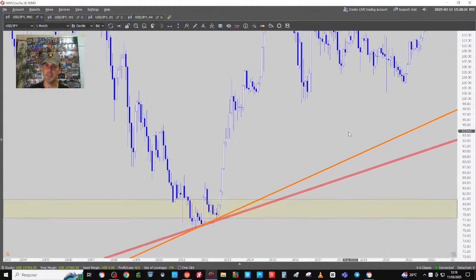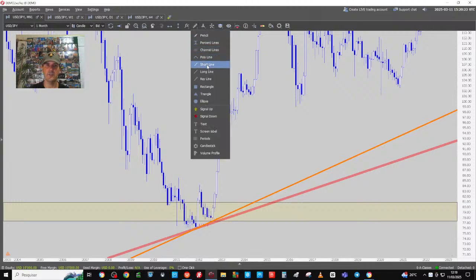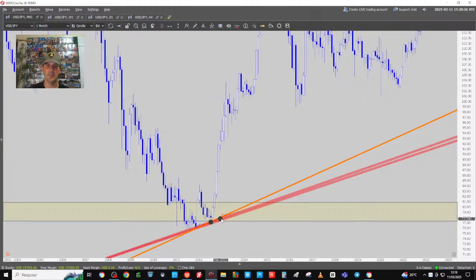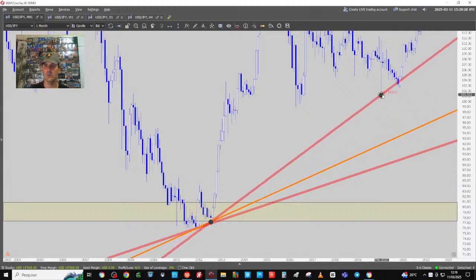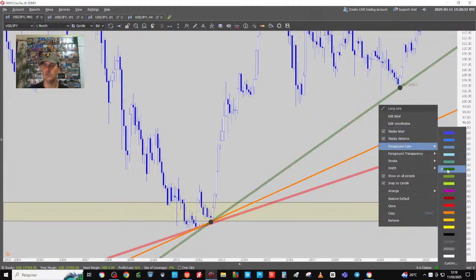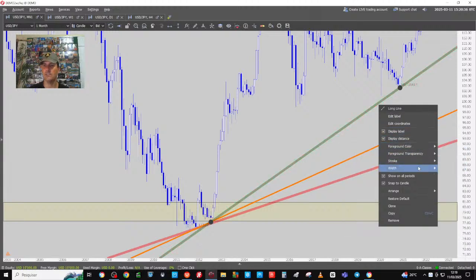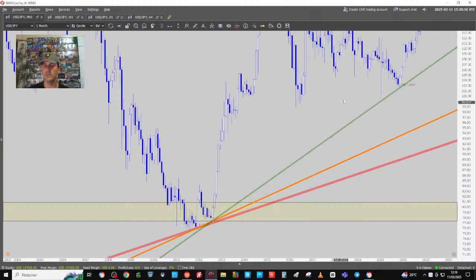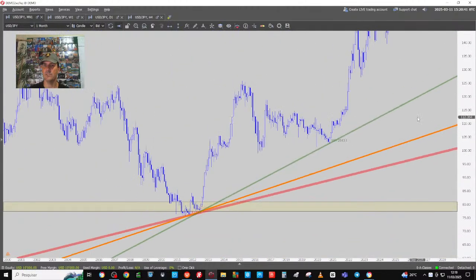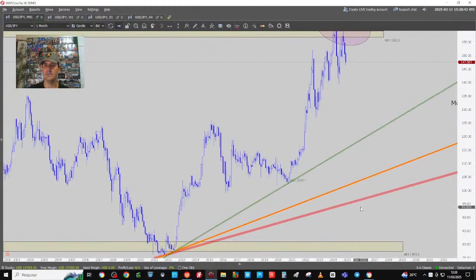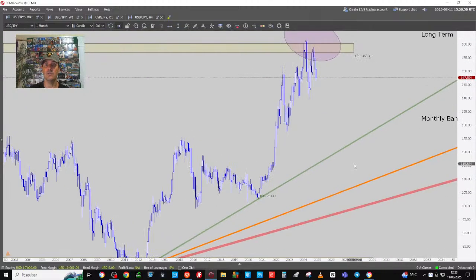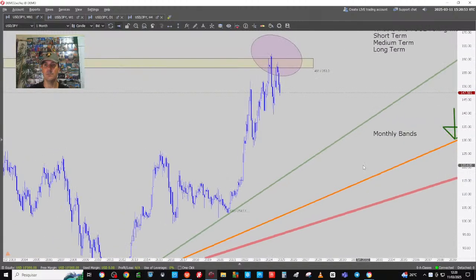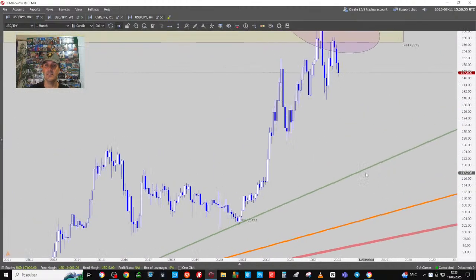Alright, now I need to find other tails or lows. I'm going to use the long line and connect this low with this low. Remember, you must not break tails, alright? I'm going to make it green, a little bit thicker. Okay, and I'm going to zoom out, make it smaller this time, and see, alright, I have the long-term trend line on the monthly chart, the medium trend line on the monthly chart, the short-term trend line on the monthly chart. Vocabulary, and now I'm up in here.